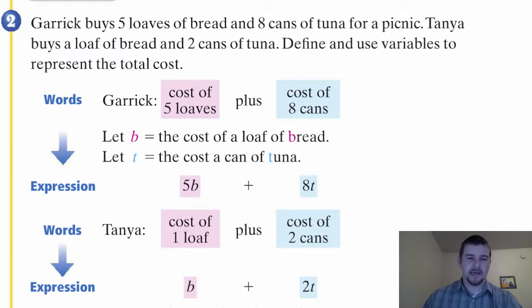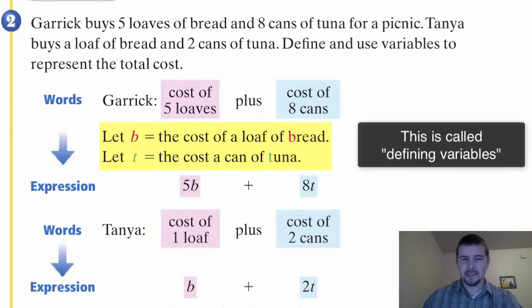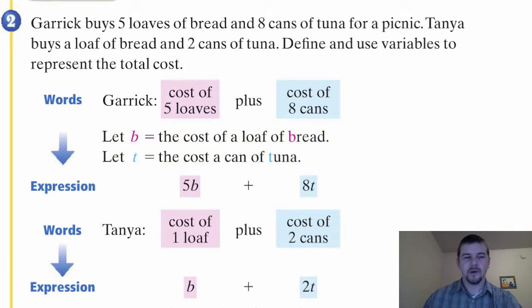In words, we can say that Garrick's total cost will be the cost of 5 loaves plus the cost of 8 cans. So perhaps B would be a good variable to represent the cost of a loaf of bread. And T could represent the cost of a can of tuna. Therefore, we can write the expression 5B plus 8T to represent Garrick's total cost.